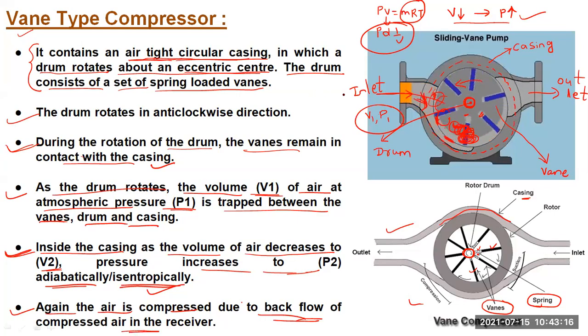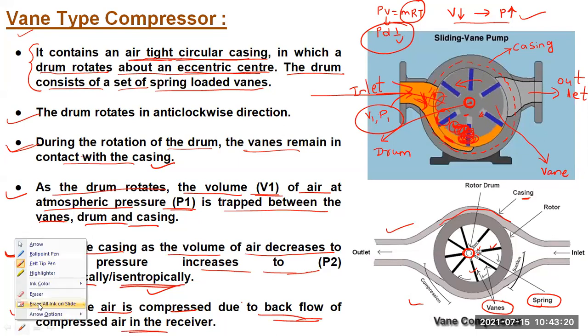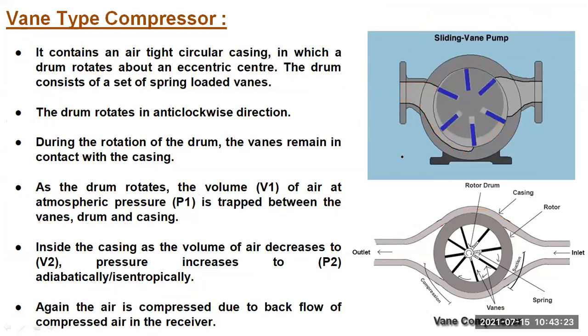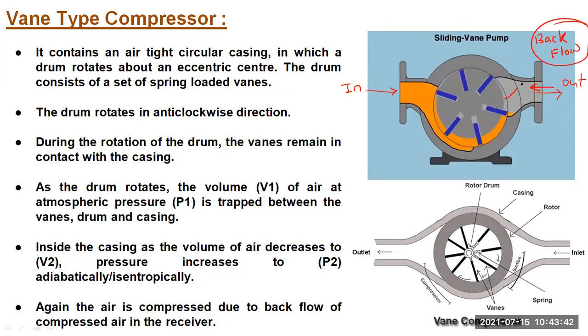What will happen? On the left hand side, air will enter. I will clear the diagram. From this side, air will enter, and on this side, air will go out. But some backflow will be there. Some air will strike this wall, and again it will reverse and change its direction. That is called backflow of air.